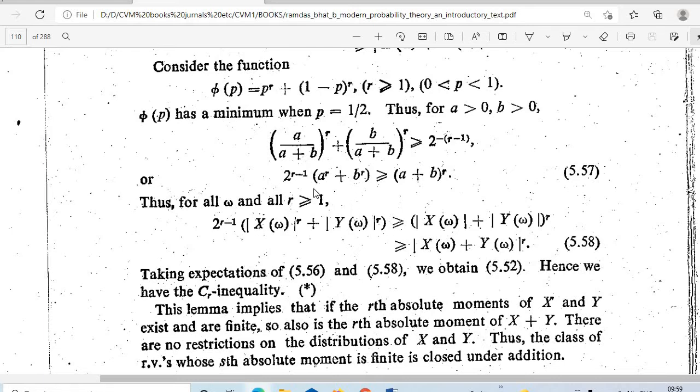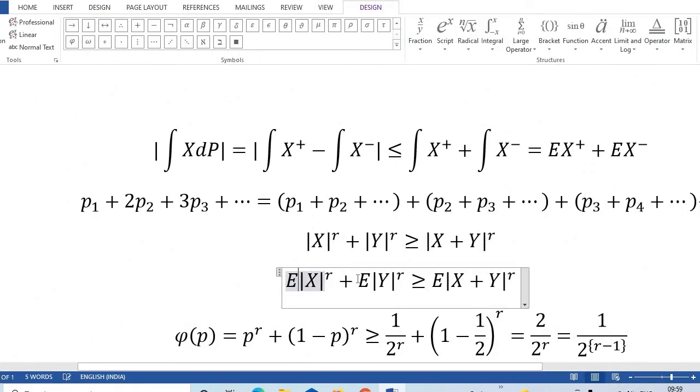Then you can replace a with mod x and b with mod y, and on the right side mod x plus mod y. Using the triangle inequality, again you can replace this mod x plus mod y with the lower value mod x plus y. So you will get equation 5.52: 2 raised to r minus 1 times mod x raised to r plus mod y raised to r greater than mod x plus y raised to r. You can take the expectation on both sides, you will get the result like this.